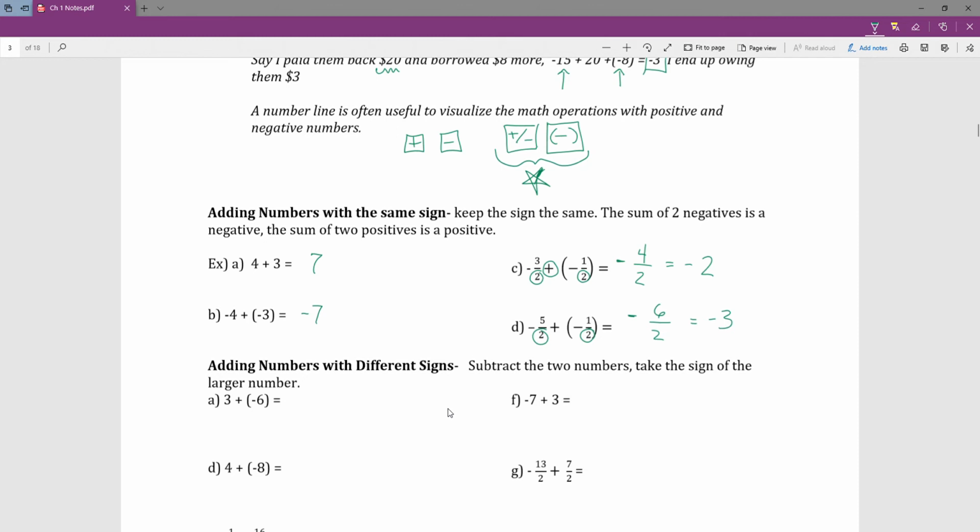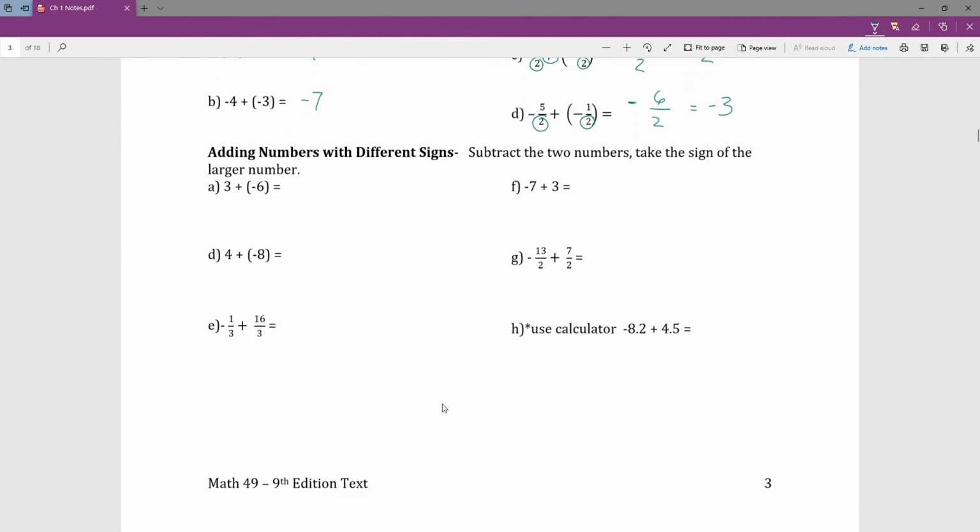All right, so the next part of your textbook talks about adding numbers with different signs. And so I'm going to do a few of these ones. You can use your calculator. I'll throw the answers up, but in class we can go through the solutions to these if you like. So what these ones say, because they have different signs, what we're supposed to do is subtract the numbers and then take the sign of the larger.